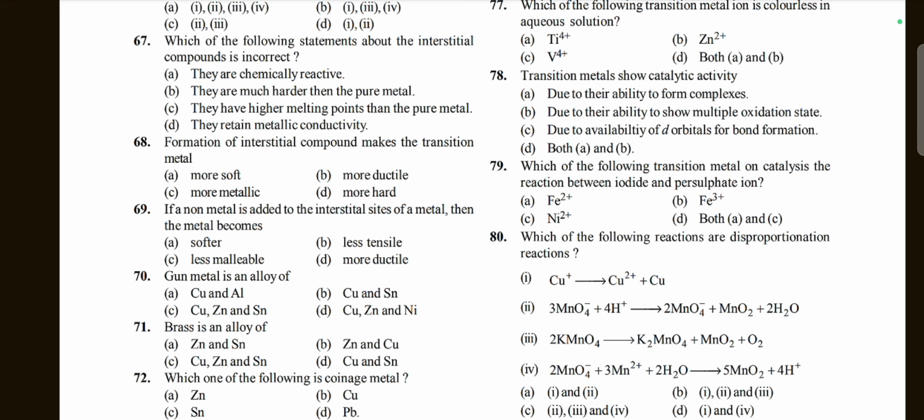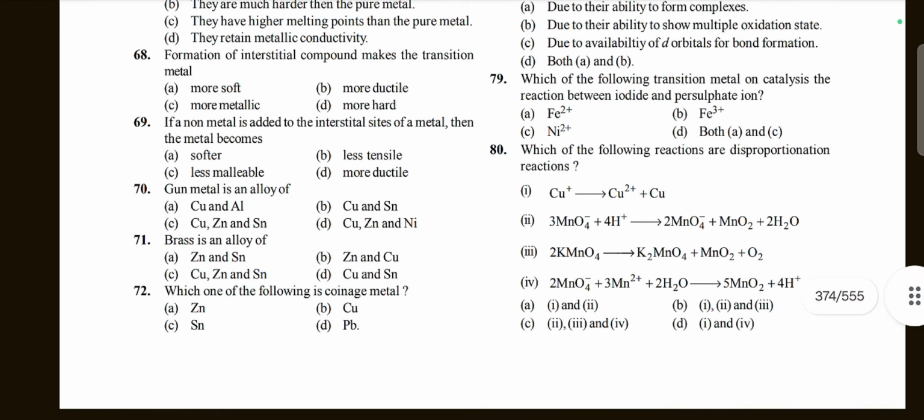Formation of an interstitial compound makes the transition metal more hard. Option D will be the answer. A covalent bond is formed between the small interstitial non-metal and the transition metal, which makes it hard. If a non-metal is added to interstitial sites of a metal, then the metal becomes less malleable. Option C will be the answer, due to the formation of covalent bond between metal and non-metal.